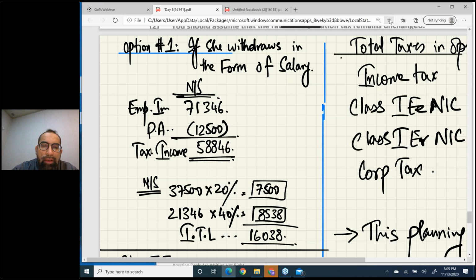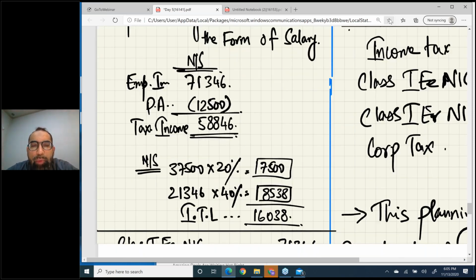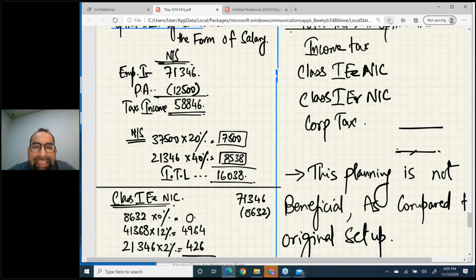Now, obviously, as Sophia is an employee right now, she has to bear the burden of class 1 employee NIC. My dear boys and girls, please keep the rates of class 1 employee NIC in front of you. Her total cash salary is 71346. Let's do it.